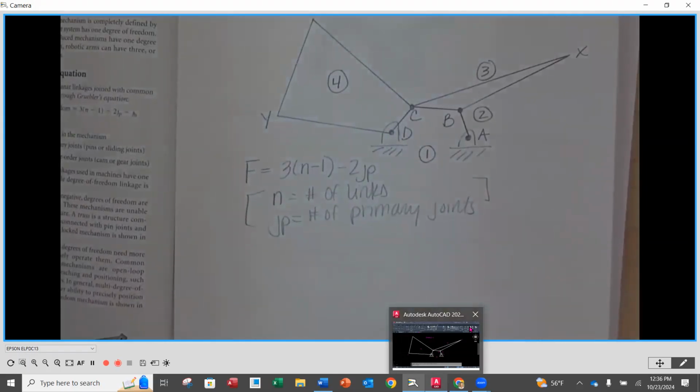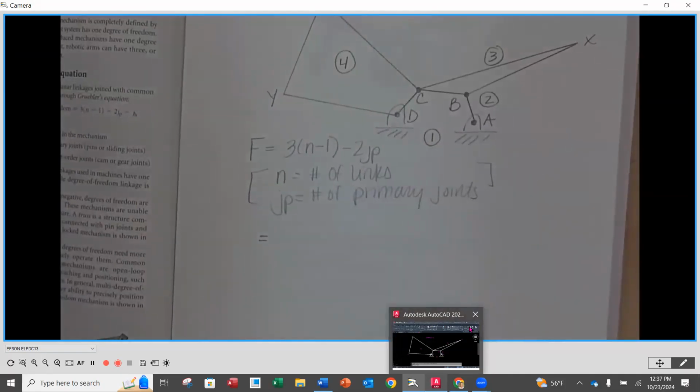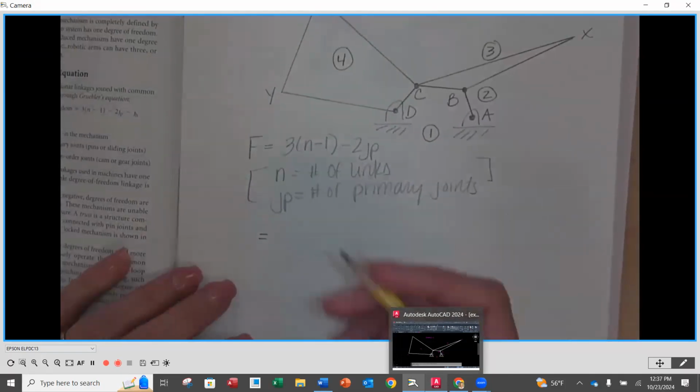But you do have to write out F is equal to 3 times N minus 1 minus 2JP in a way that I can read it and understand it. Okay. Then directly below this, you're going to write in the numbers. So this is showing your work.